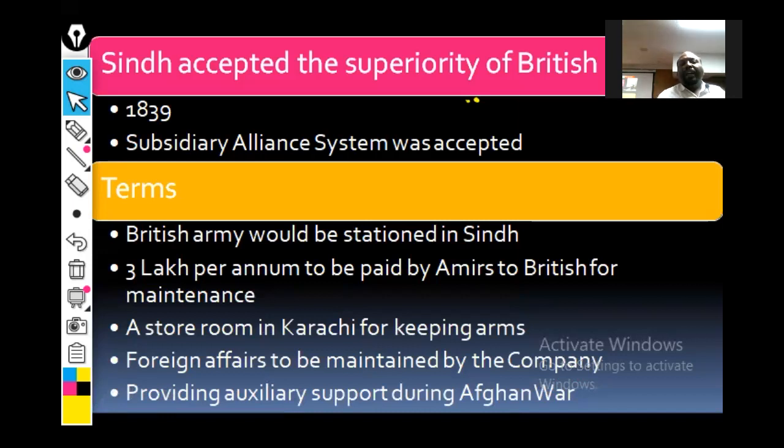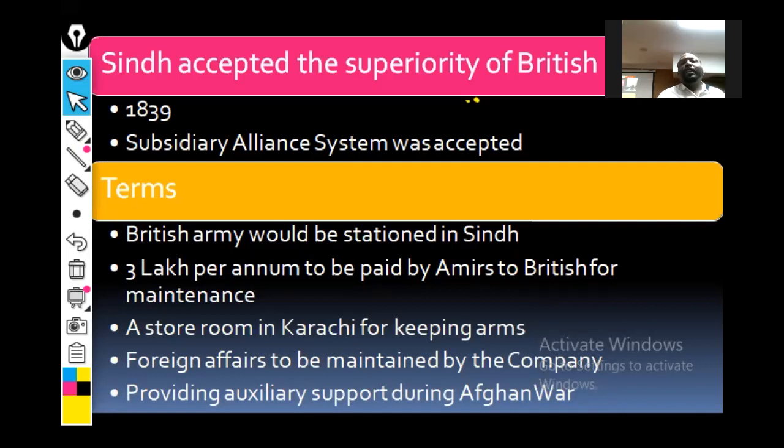Now, what are the terms of the 1839 subsidiary alliance system? The British would put a permanent army. That army will be maintained by whom? By the British. So the Sindh Amirs will pay how much? 3 lakh per annum to the British for the maintenance of this army. Then there will be a factory, a storeroom is called a factory, in Karachi port, on the Arabian Sea. After that, foreign affairs will be maintained by whom? The British.